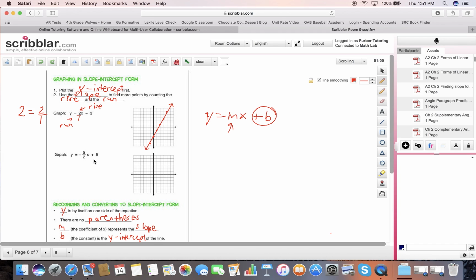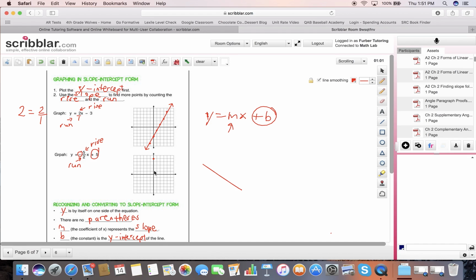So the second example, again, we're looking at the b first. The b is +5. So that means that on the y-axis, I'm going to go to +5, which is 5 up. And then I'm going to count the rise and the run. And this one is in fraction form. So the rise is 5 and the run is 2. But you see the negative right here? That negative means that the slope slants down. So I'm going to go down 5 and to the right 2.